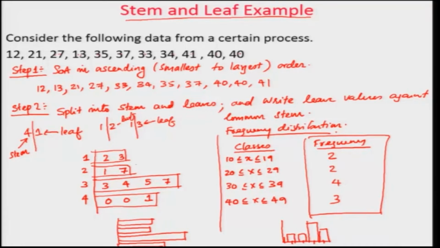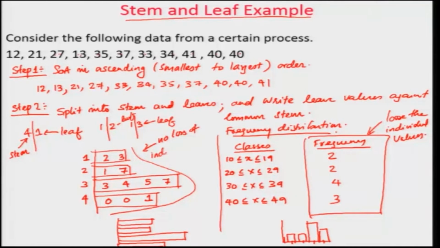So, this way you get to know the pattern of the data. You can say that there is a kind of a lump towards the end without losing the individual observations or the values of the individual observations. Okay. So, here you lose the individual values, here no loss of individual values. Okay. So, that is the main difference that you see in both of the systems.